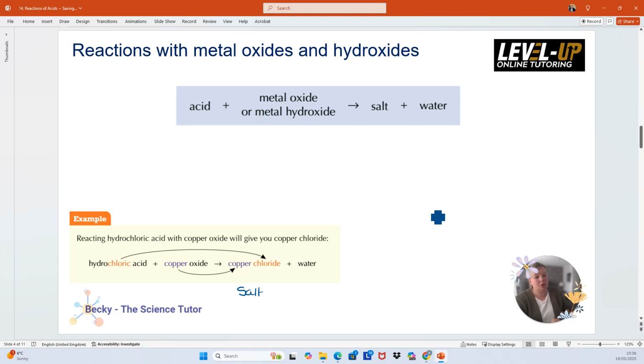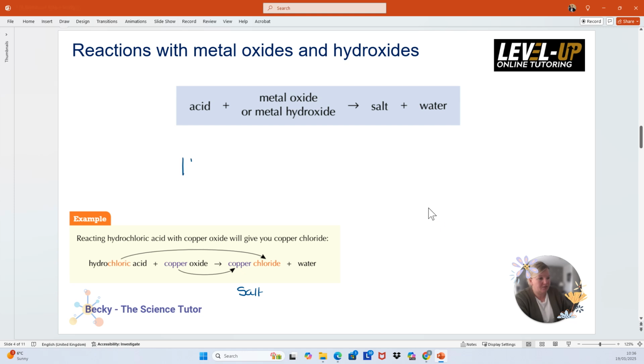We're producing copper chloride. So what we do is we take the name of the metal first, and then the ending name of the salt comes from the acid that we have used. And because we've used hydrochloric acid, that produces a chloride. We'll summarise them on the next slide where I've got some more examples for you. I just wanted to work through this one with you to show you where these are coming from.